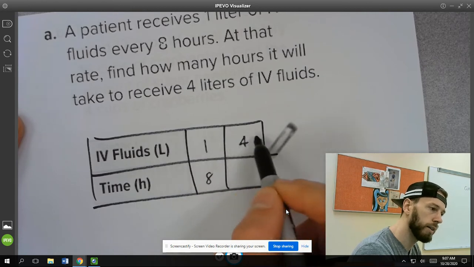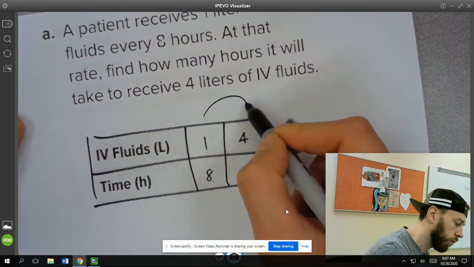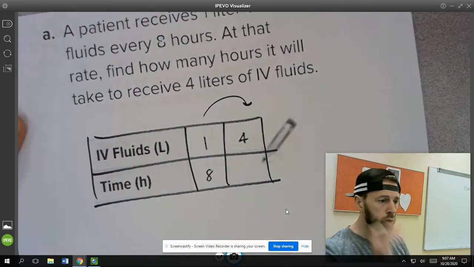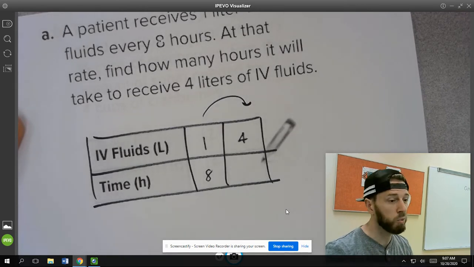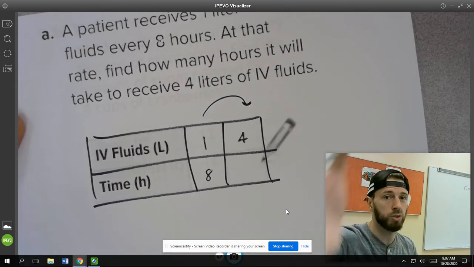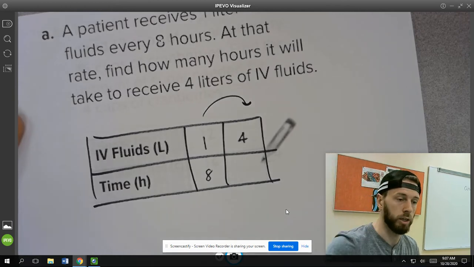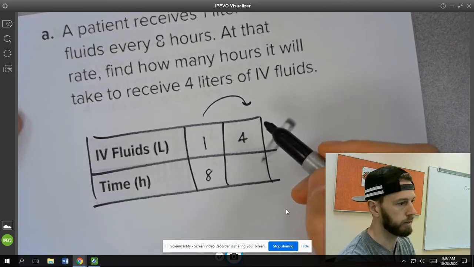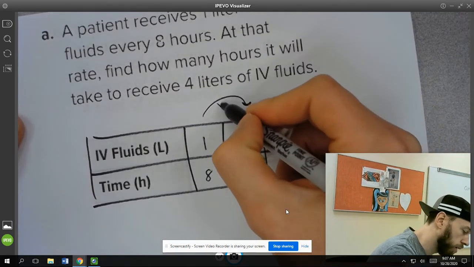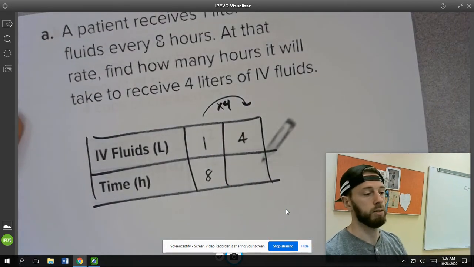Well, what we know here in this ratio is that 1 goes to 4. So our job is to figure out how you get from 1 to 4. Well, we can only use multiplication or division because those are the only operations that keep equivalent ratios. So how do we get from 1 to 4? It's probably not division that's going to get us there. I think it's multiplication. And 1 times 4 would get us to 4.